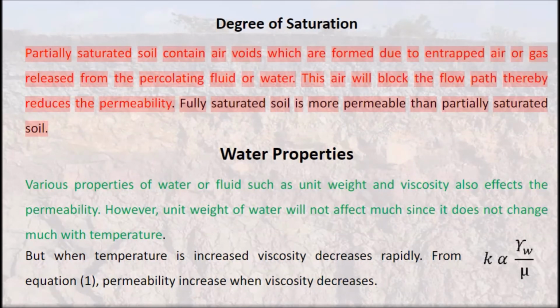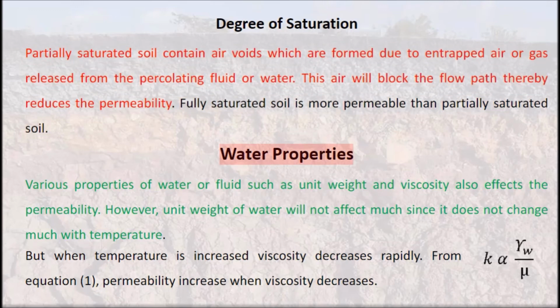Partially saturated soil contains air voids, which are formed due to entrapped air or gas released from the percolating fluid or water. This air will block the flow path, thereby reducing the permeability. Fully saturated soil is more permeable than partially saturated soil.